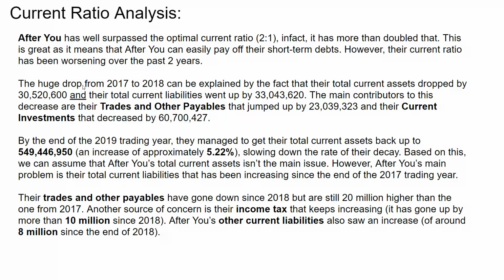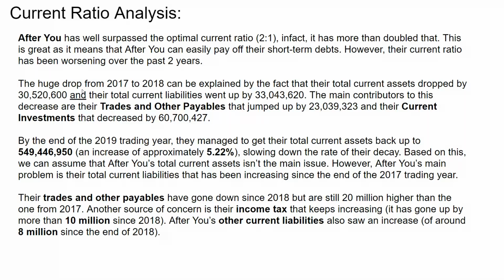And the huge drop from 2017 to 2018 can be explained by the fact that their total current assets dropped by 30 million or so, and their total current liabilities went up by 33 million. And the main things responsible for this are their trades and other payables, which is part of their total current liabilities, that jumped up by 23 million. And their current investments, which is part of their total current assets, that decreased by more than 60 million.